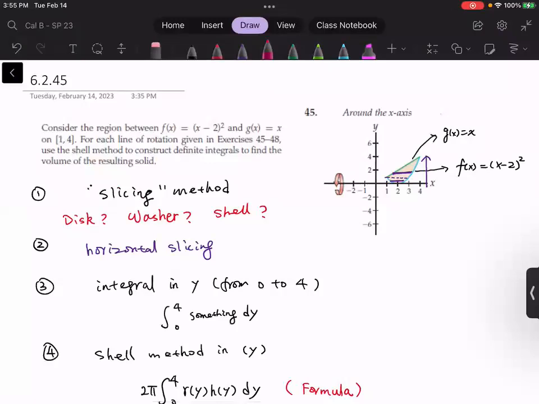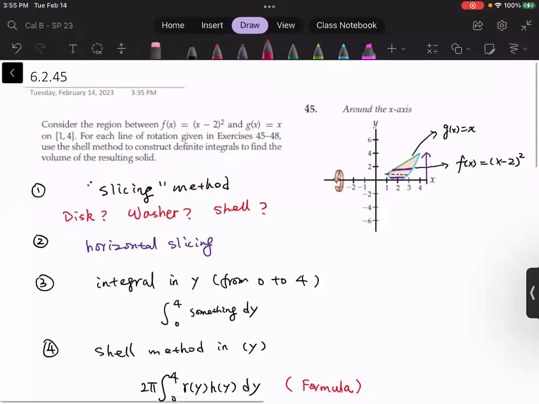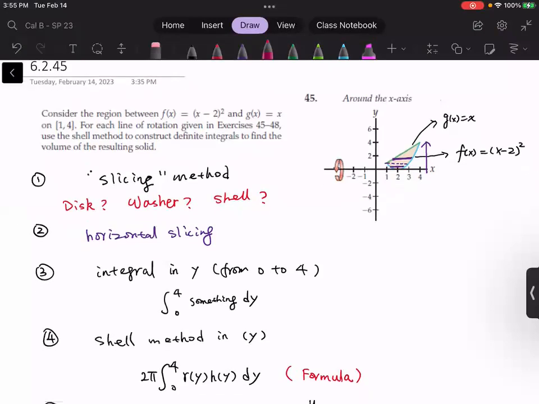Hello, everyone. In this video, we will work on number 45 in 6.2. In this question, we would like to find the volume of the region rotated about the x-axis. We have two graphs that will bound the region. One is f(x) = (x - 2)^2. Another one is g(x) = x.